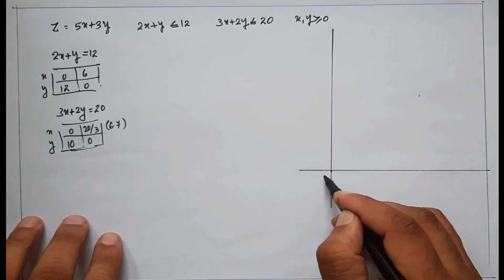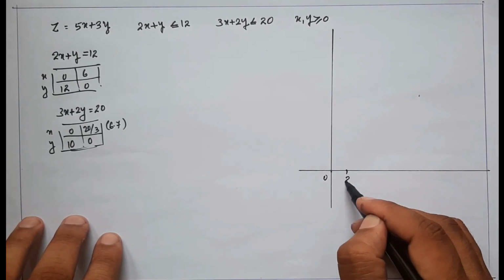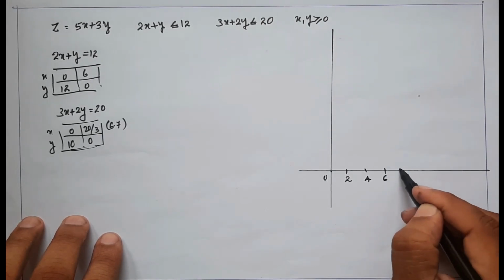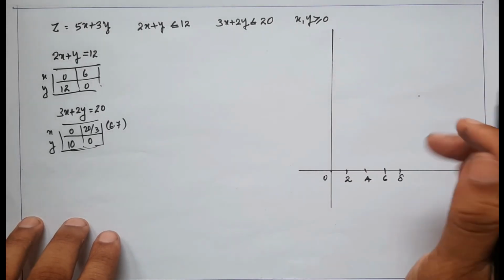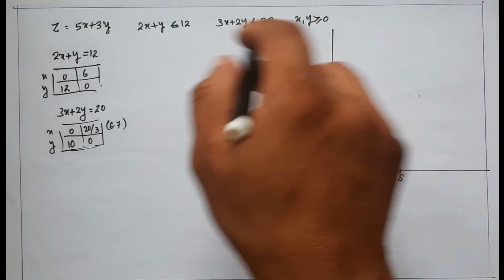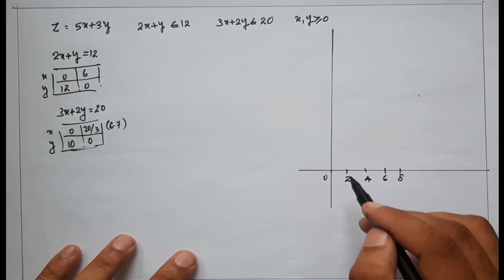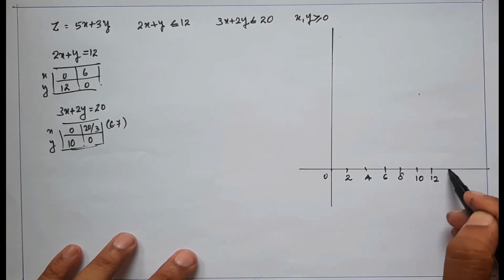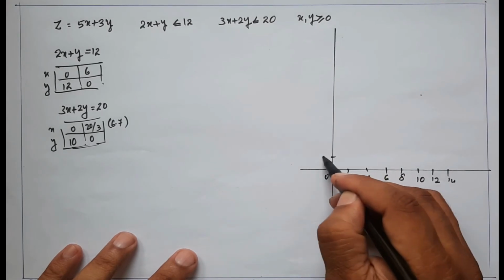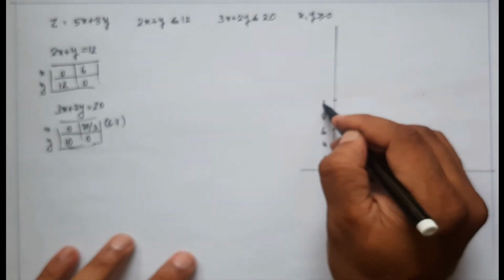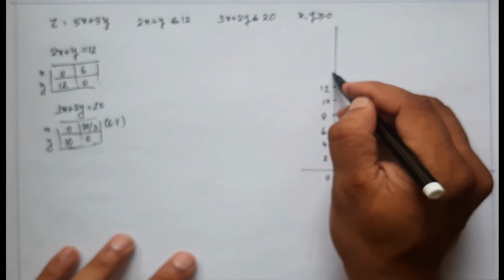Here take a 0. One centimeter is equal to 2 units, that's easy to handle the figure: 2, 4, 6, 8. If you have a lot of space, then we can put x is equal to 1, 2, 3, 4, and so on. But it's very risky to plot 12, so I take 1 unit as 1 centimeter: 8, 10, 12, 14. Here also 2, 4, 6, 8, 10, 12, 14, 16.